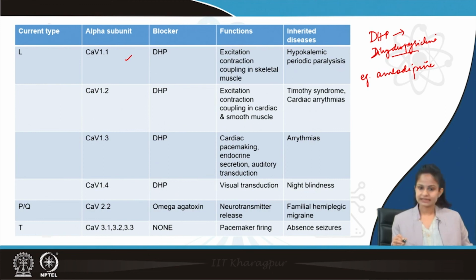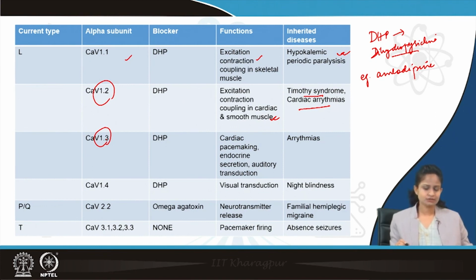So, the functions of this L type of currents, that is excitation-contraction coupling in skeletal muscles, and hence the disease hypokalemic periodic paralysis. Then mainly 1.2, if we are concerned with the cardiac muscles, here voltage gated calcium channel 1.2 plays a very important role, because they play an important role in the cardiac muscle contraction, and hence the disease cardiac arrhythmias and Timothy syndrome. The next, voltage gated calcium channel 1.3, this is also mainly responsible for cardiac pacemaking.